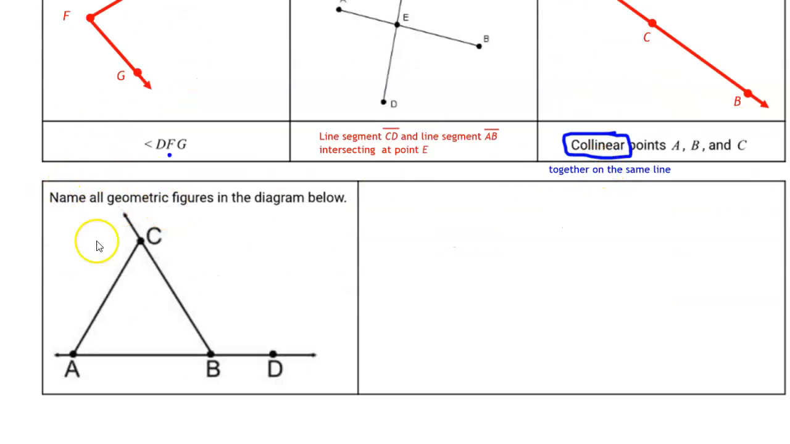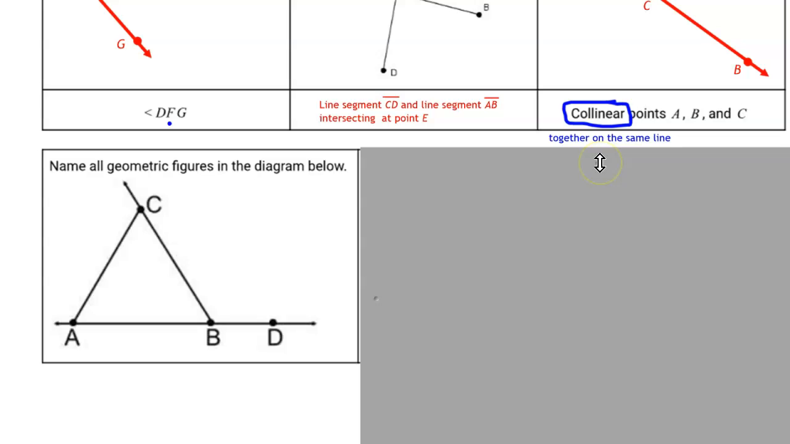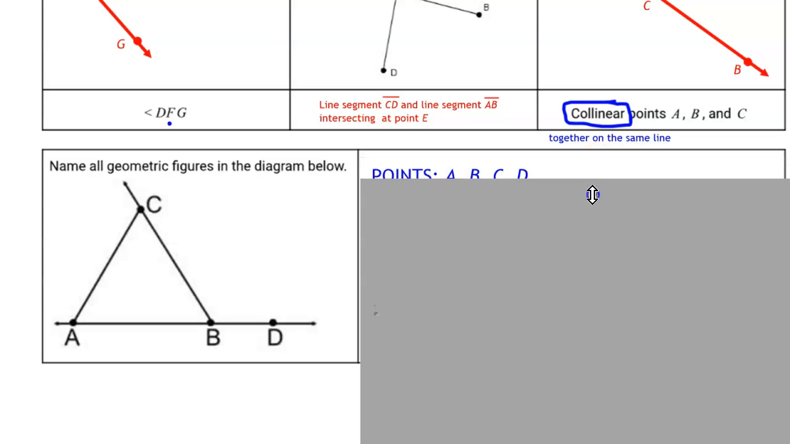Take a few minutes to look at this diagram, which is a little bit more complicated. There's a lot more things going on, and try to name all the geometric figures. Specifically, we're looking for 0-dimensional figures, 1-dimensional figures, and 2-dimensional figures. Try it out. All right, the first thing that I named in this geometric diagram were the points A, B, C, and D. These are all of my 0-dimensional figures.